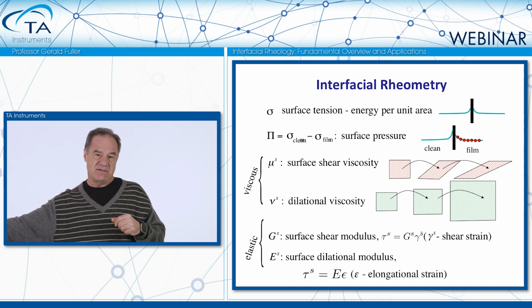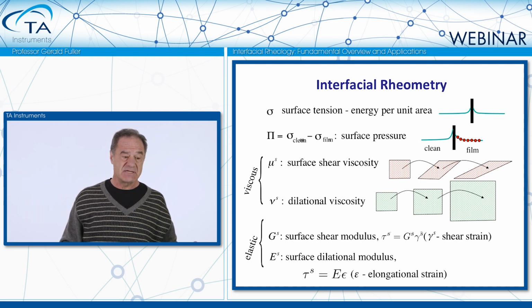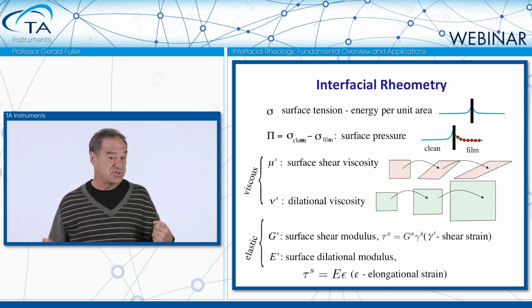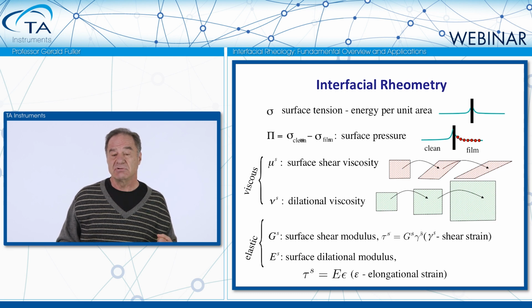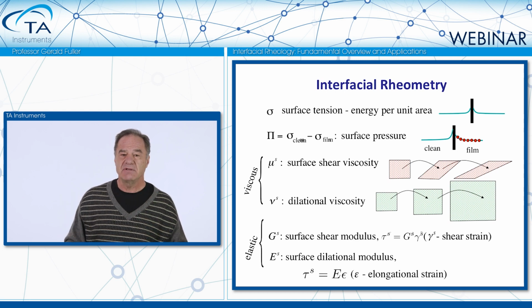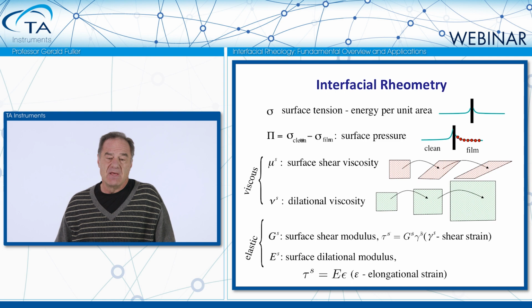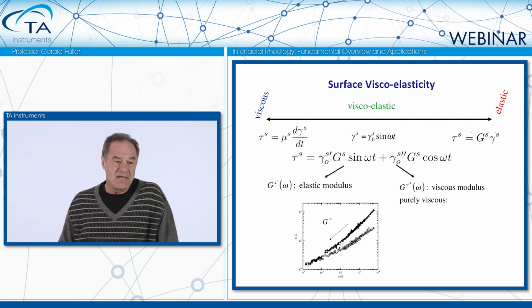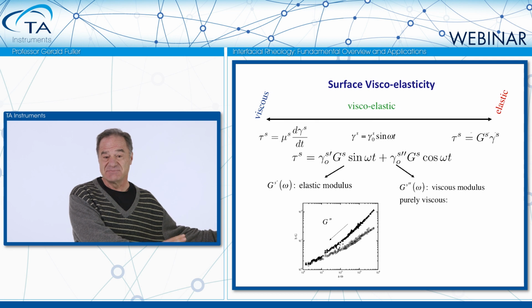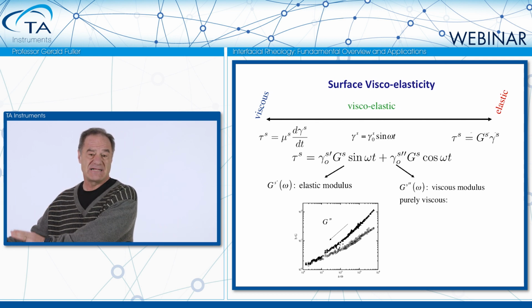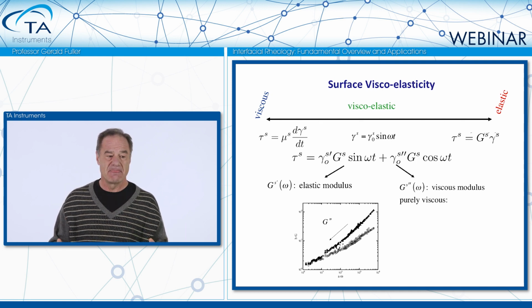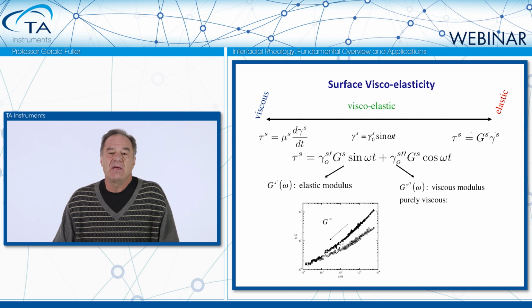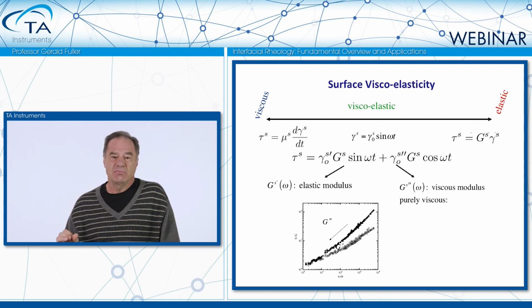On the other limit, you can have a very elastic interface, and you would then have an elastic shear modulus, G sub S, a superscript S, and a dilatational modulus, E superscript S. So these are the quantities we would like to measure. But in reality, as you can see here, we never have anything that's purely viscous, only a viscosity, or purely elastic, only moduli. We have everything in between. We have surface viscoelasticity.